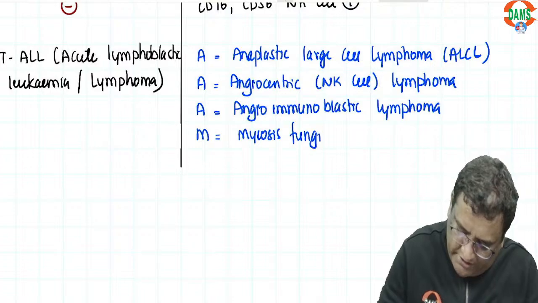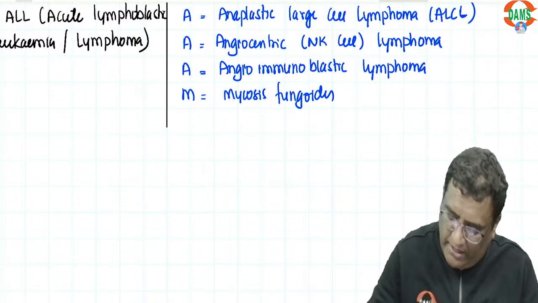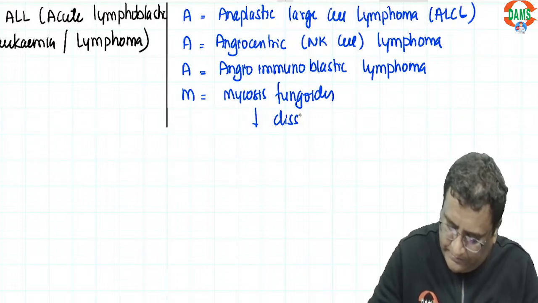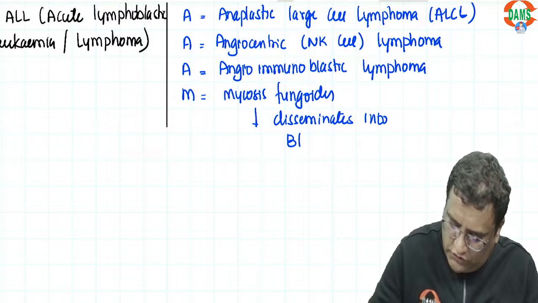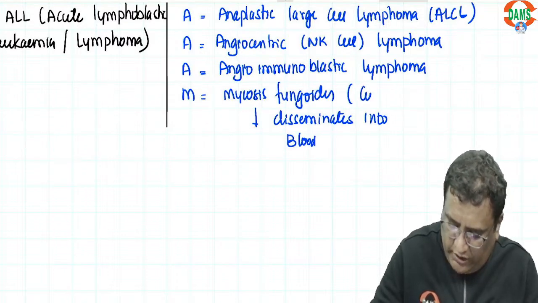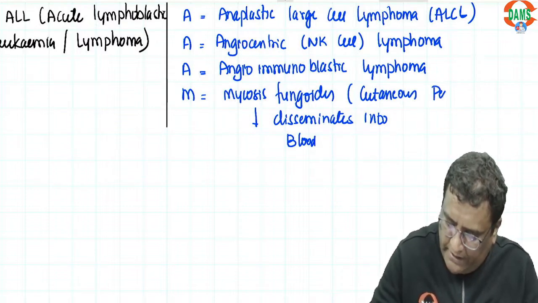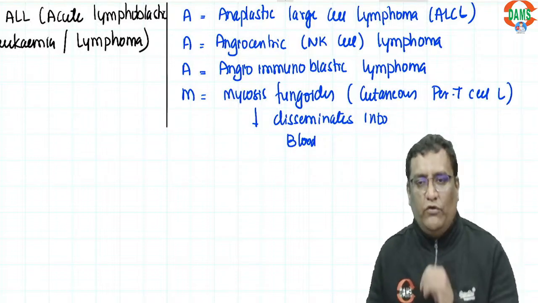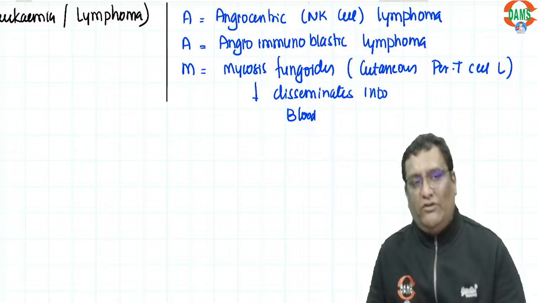What is mycosis fungoides? Anybody remembers? Mycosis fungoides is a peripheral T cell lymphoma. If it spreads into the blood, what is that called? If it disseminates into the blood. So mycosis fungoides as such is a cutaneous peripheral T cell lymphoma. Yes, very good. Pautrier's abscesses will be seen. That will be taught to you in dermatology.